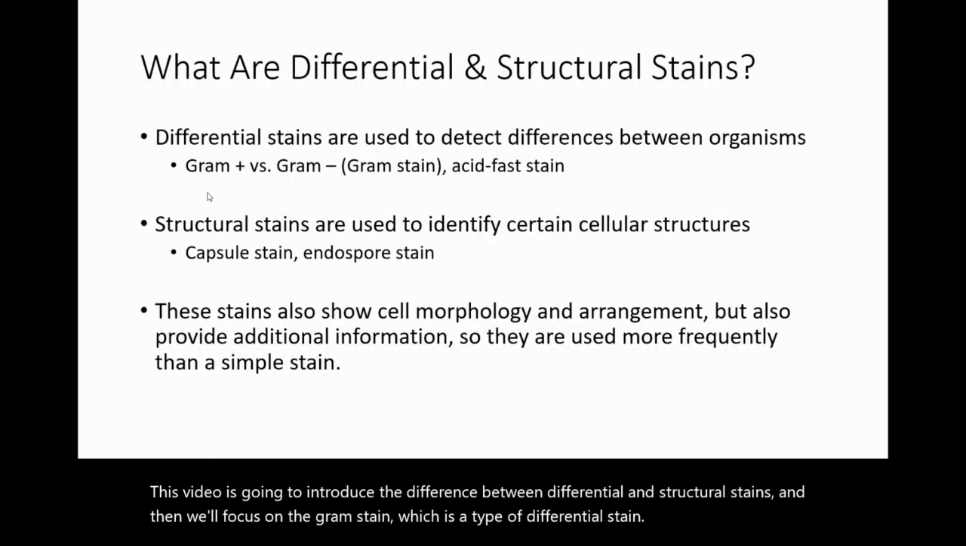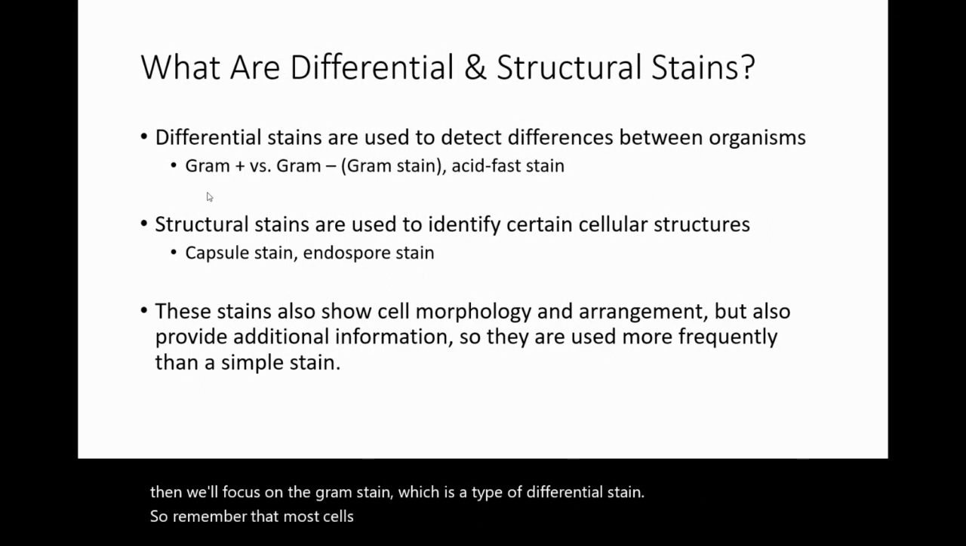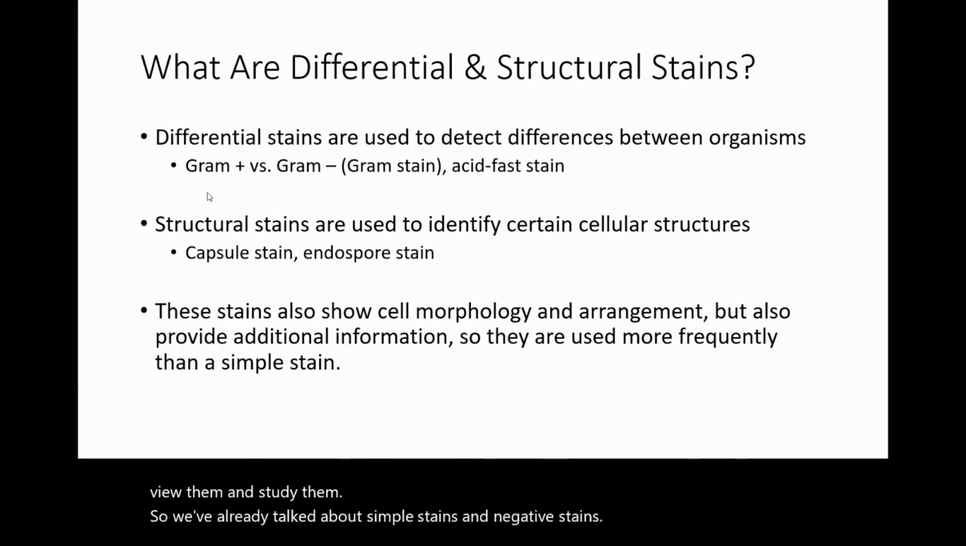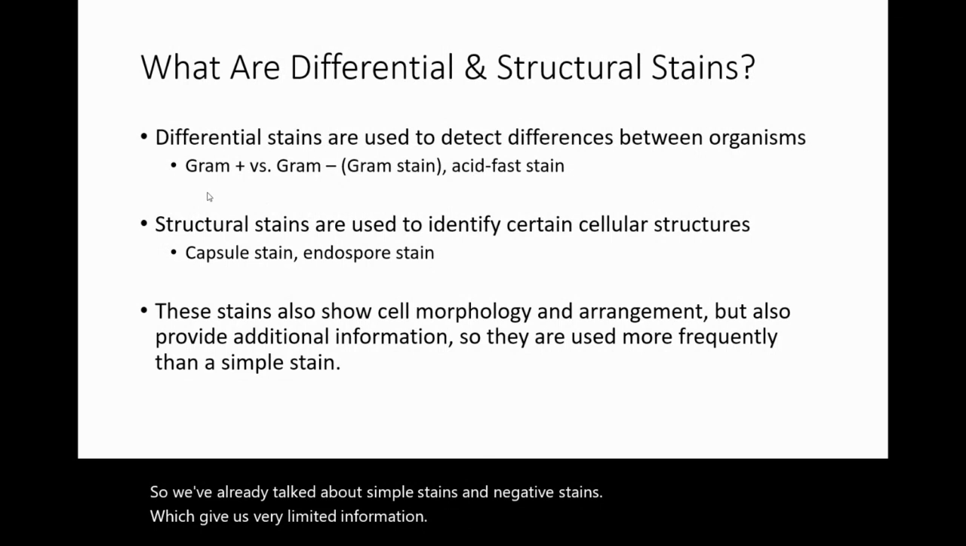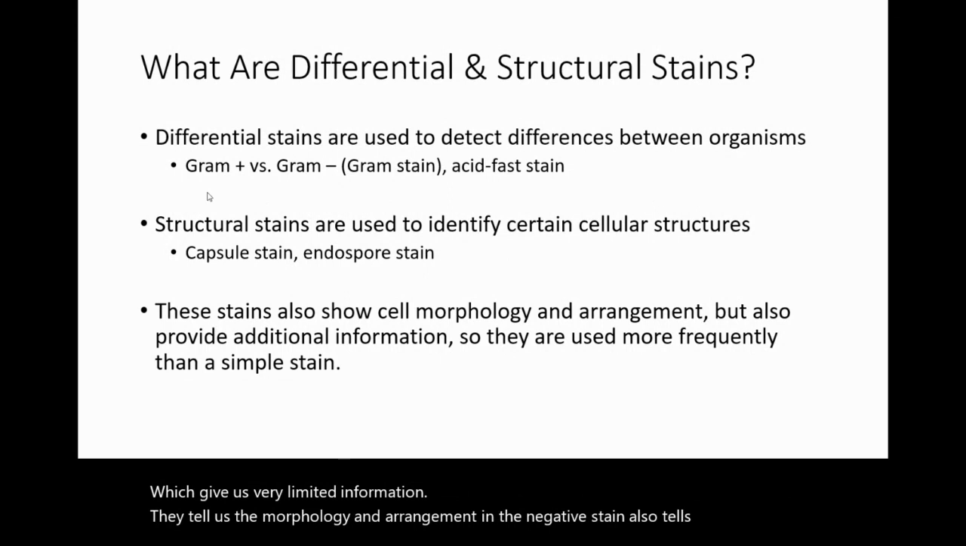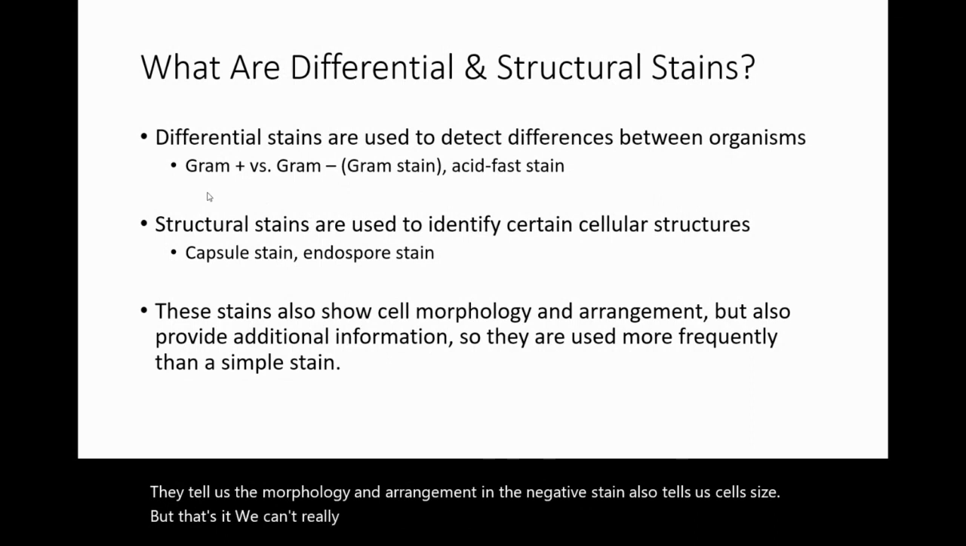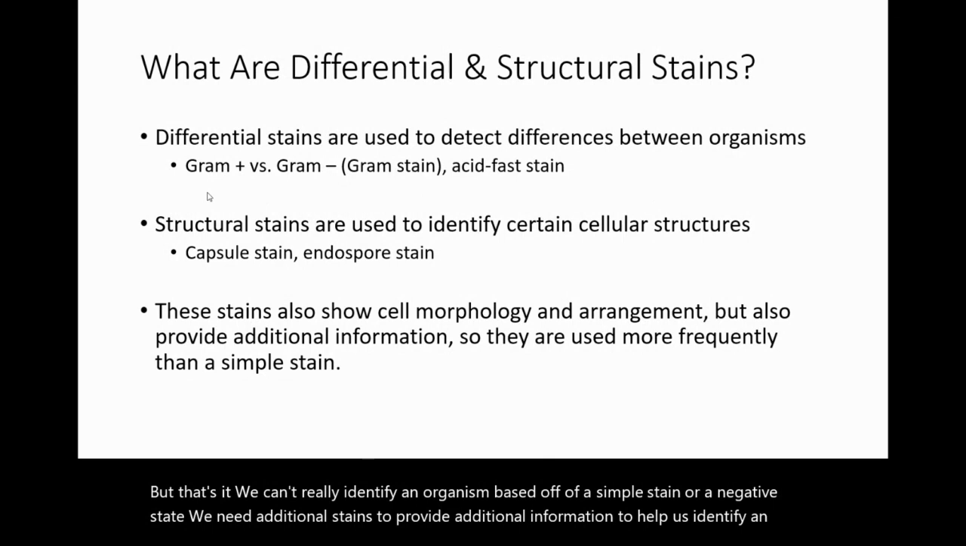So remember that most cells are naturally colorless, and so we need to stain them in order to view them and study them. So we've already talked about simple stains and negative stains, which give us very limited information. They tell us the morphology and arrangement, and the negative stain also tells us cell size. But that's it. We can't really identify an organism based off of a simple stain or a negative stain. We need additional stains to provide additional information to help us identify an unknown organism, for instance.